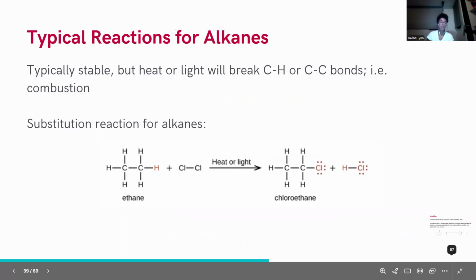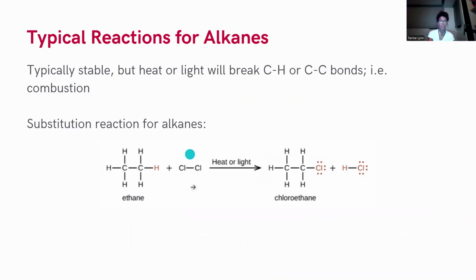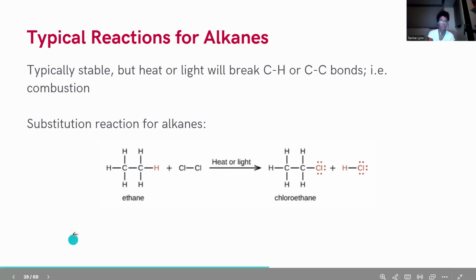The type of reaction that we see for alkanes are substitution reactions, where if we have ethane in the presence of chlorine and we apply heat or light to it, those chloro groups can substitute one of the hydrogens on ethane, and we result in chloroethane and hydrochloric acid. So substitution just means one of the functional groups is being substituted for another one.